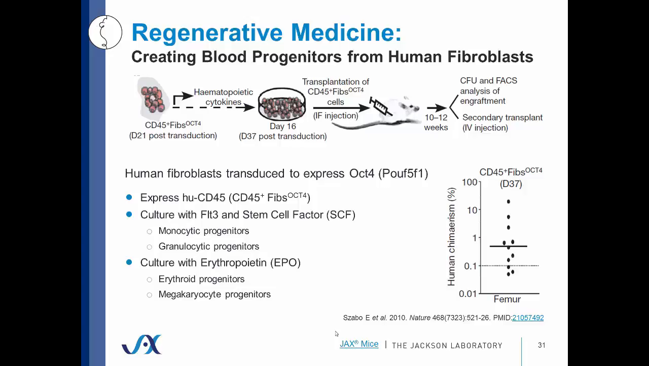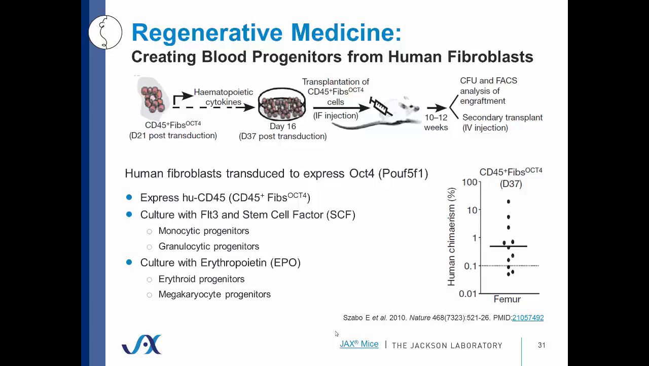And if you continued to culture these cells, you could create cells that have the phenotypic cell surface markers for monocytes, granulocytes, erythroid progenitors, and megakaryocyte progenitors. After recognition of these cell markers, they said, well, what happens if we transplant these cells into a non-SCID gamma host? Can we get engraftment of these cells?